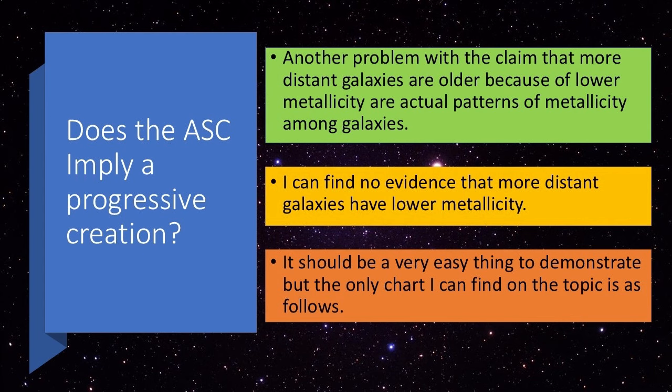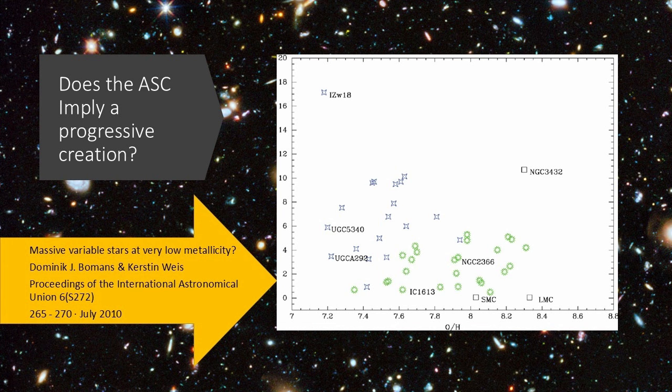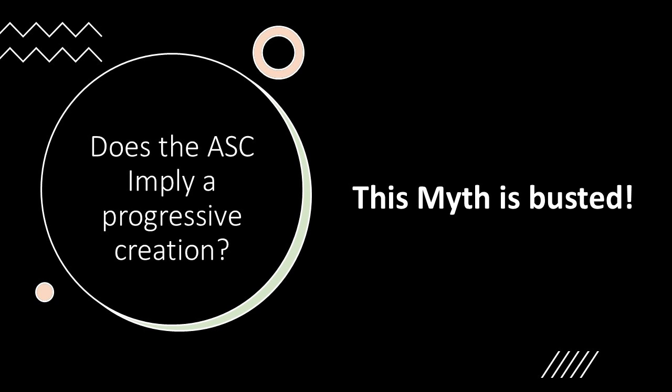Another problem with the claim that more distant galaxies are older because of lower metallicity is the actual patterns of metallicity among galaxies. I can find no evidence that more distant galaxies have lower metallicity. It might exist, but I turned up nothing. It should be a very easy thing to demonstrate, but the only chart I can find on the topic is as follows. And it shows no real pattern of decreasing metallicity with distance. Now, yes, the most distant one has one of the lowest metallicities, but that's not part of a pattern. This myth is 100% busted.